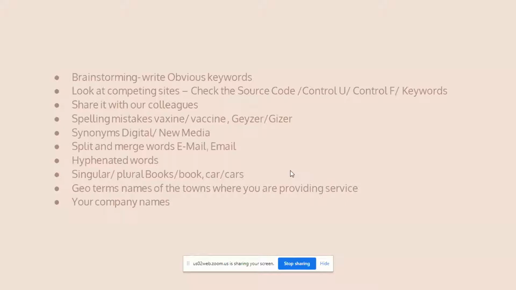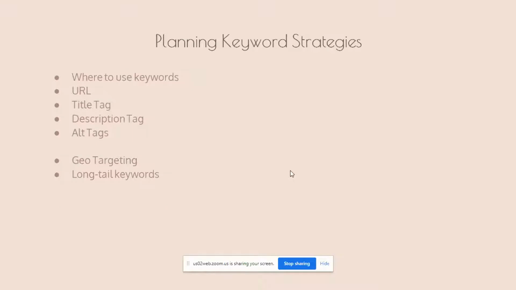Then synonyms. Say, for example, when I'm talking about digital, you can use new media also. Split and merge words. So if you're using email, you have to use it both ways. Hyphenated words, singular, plural. Say, for example, how do people search? People always search for best books, right? They don't search for book. So these are the things we have to keep in mind. And then of course, geo terms, names of the towns. Like, for example, if someone is searching Medanta Gurgaon also, these are geo-targeted terms, and of course your company names.